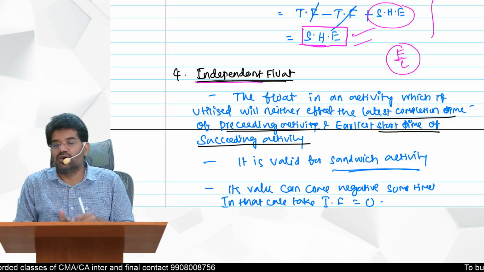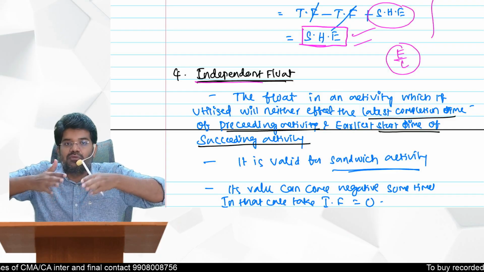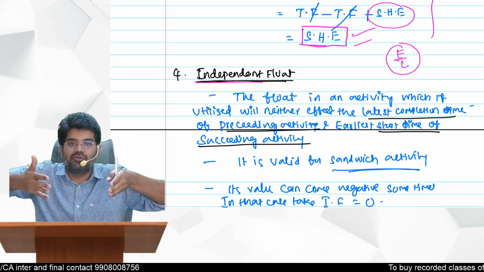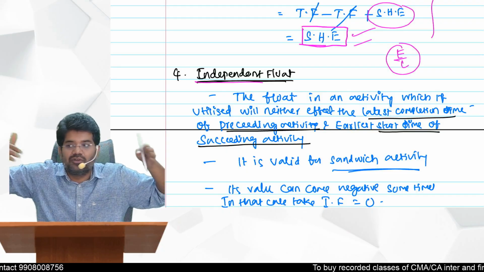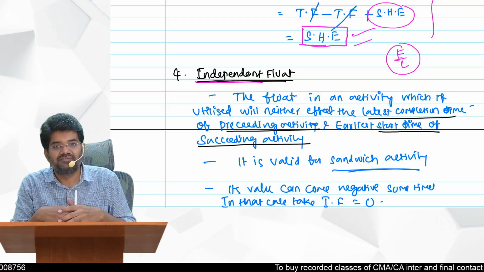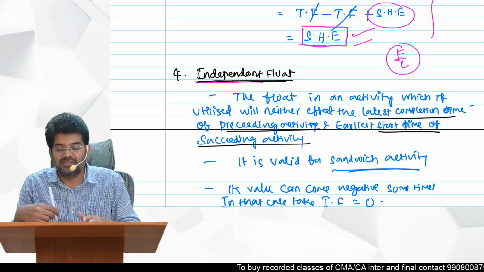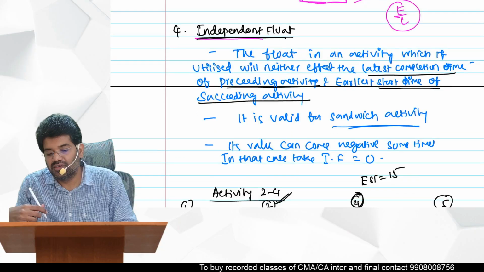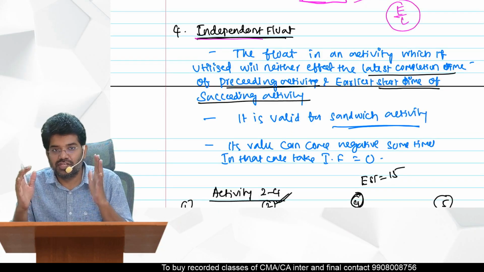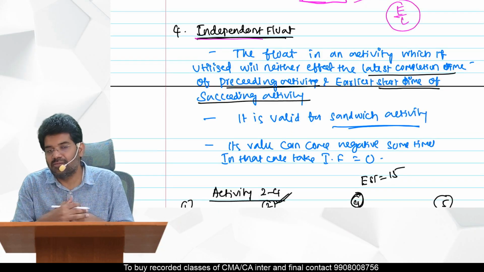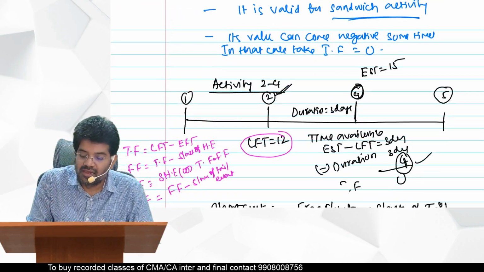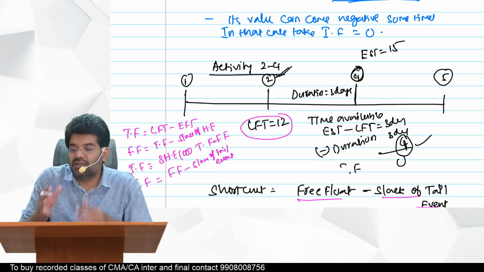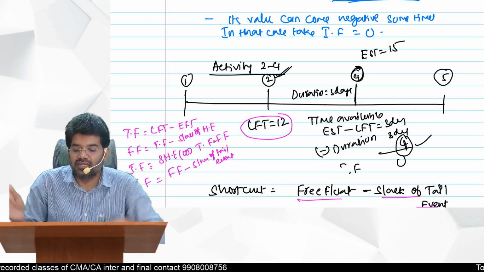So that means obviously our activity for which we are trying to calculate independent float should fall between two activities, or not? Then only independent float will come. Yes or no? Yes. So remember the definition, you can remember it easily, you can understand this. So in our diagram, I am taking one such activity where it is falling between two activities.